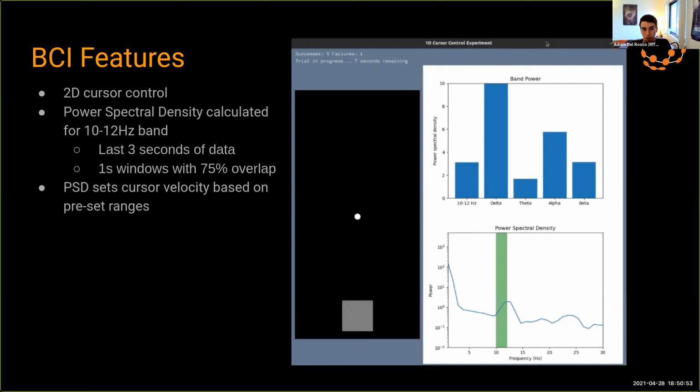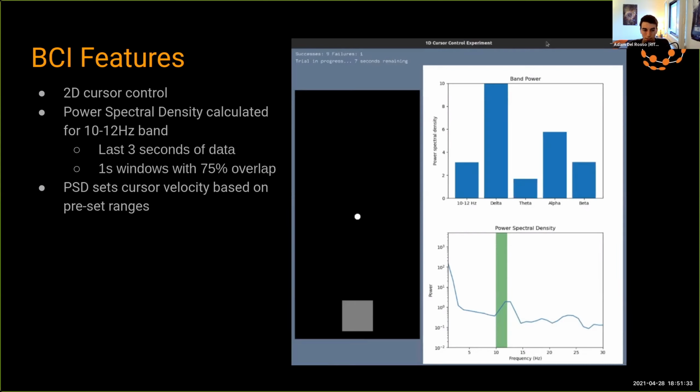And so there are some modifications to what they were doing in that system. I'm using the power spectral density rather than just looking at the amplitude for a specific frequency band. In their case, they were looking at 9 hertz. I'm looking at the PSD, power spectral density, for 10 to 12 hertz. And roughly every 1/10 of a second, I'm recalculating the PSD value over the last 3 seconds of EEG data. There's some windowing going on in there, but that's a bit technical.